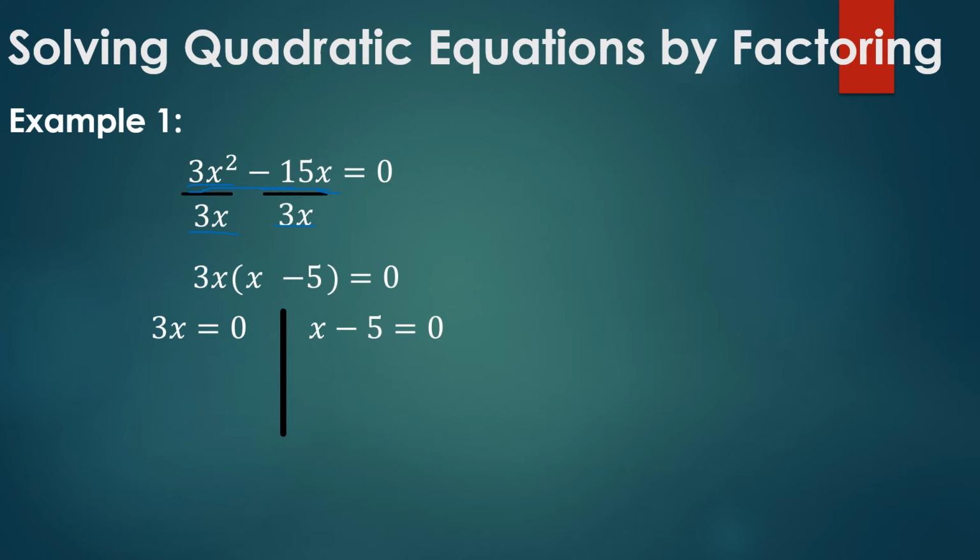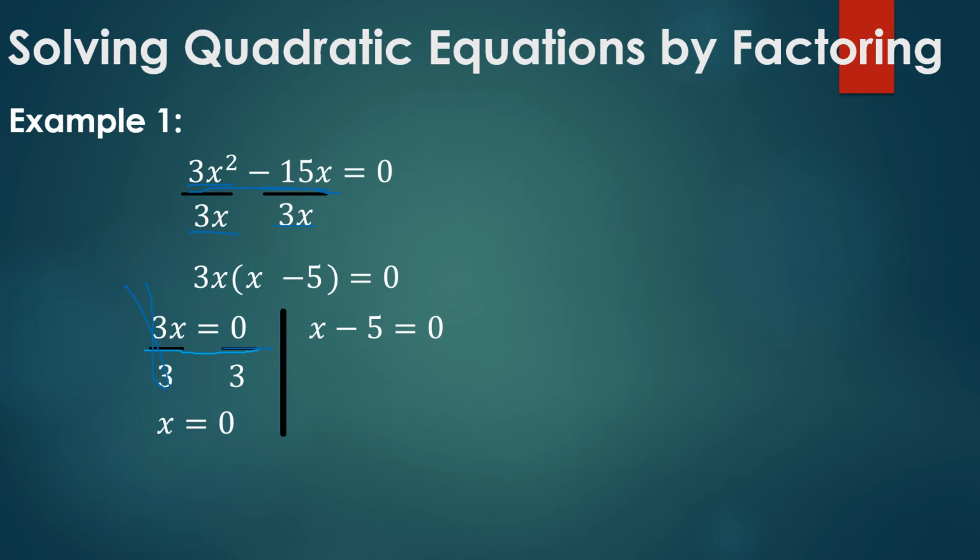Let us first simplify this equation. 3x is equal to 0. For us to find the value of x, we have to isolate x only on the left side. How are we going to do that? It is by dividing both sides of the equation by 3. So we have 3x divided by 3 will give us x is equal to 0 divided by 3. That is 0. That's why x is equal to 0.